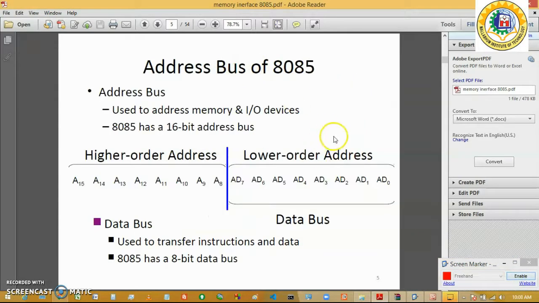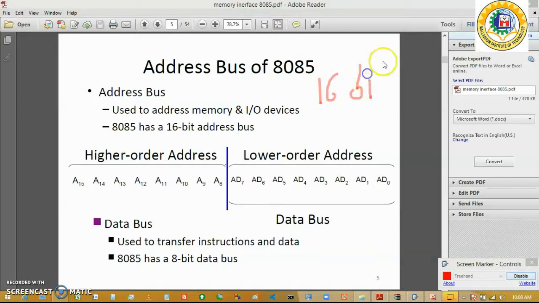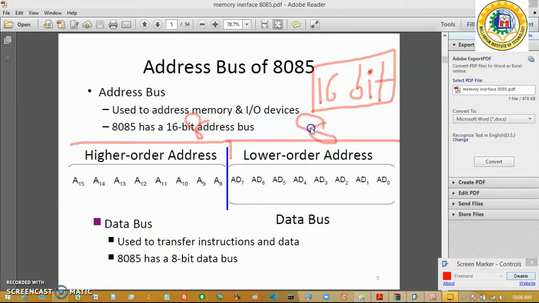Next, the address bus structure of the microprocessor 8085. As we know, the microprocessor has a 16-bit address line. Within this 16-bit address line, the lower order address bits are used as a multiplexed address-data bus. That means if we divide the address bus of 16 bits into 8 and 8, this is called the higher order address bus, and this is called the lower order address and data bus.